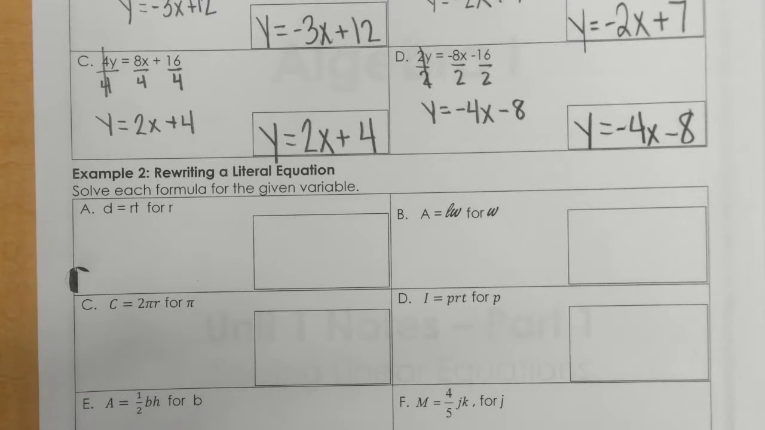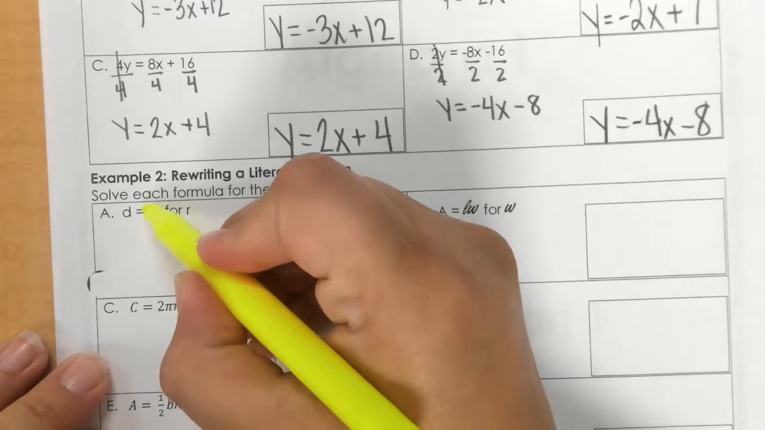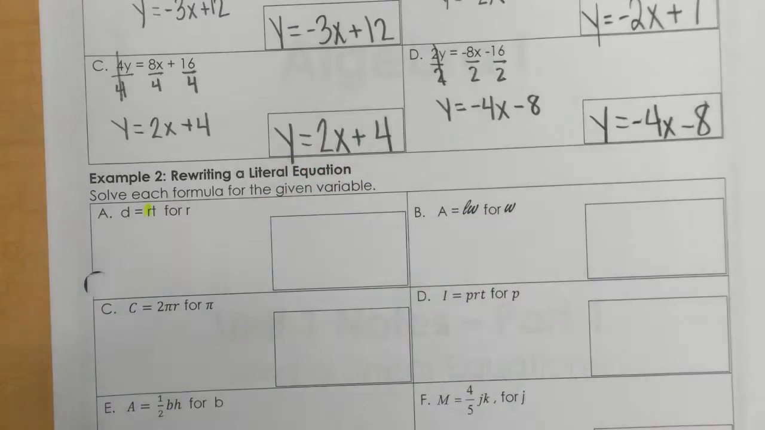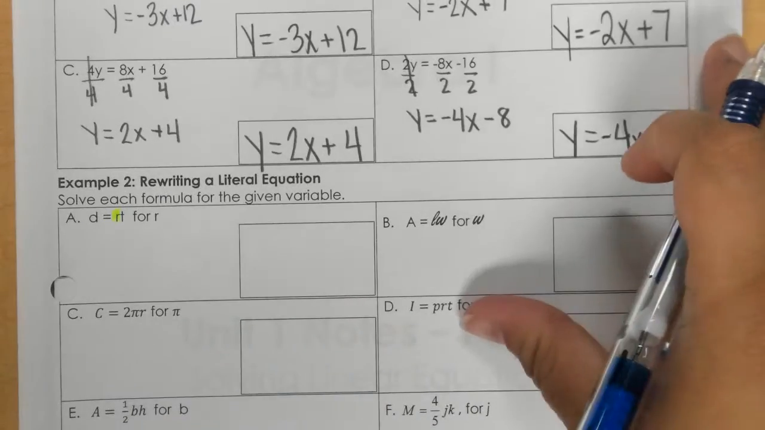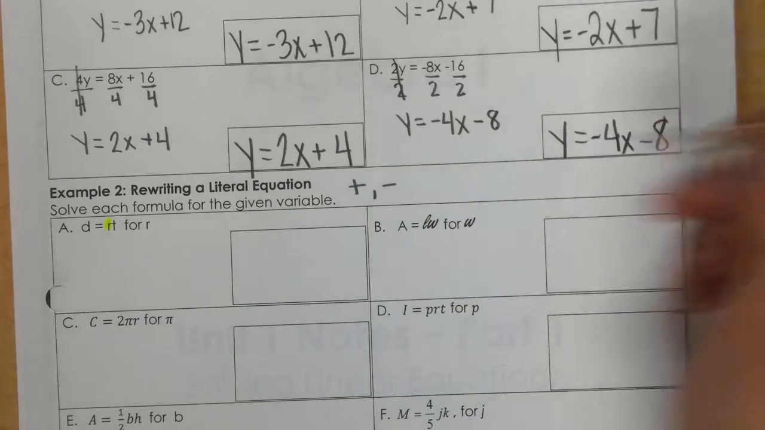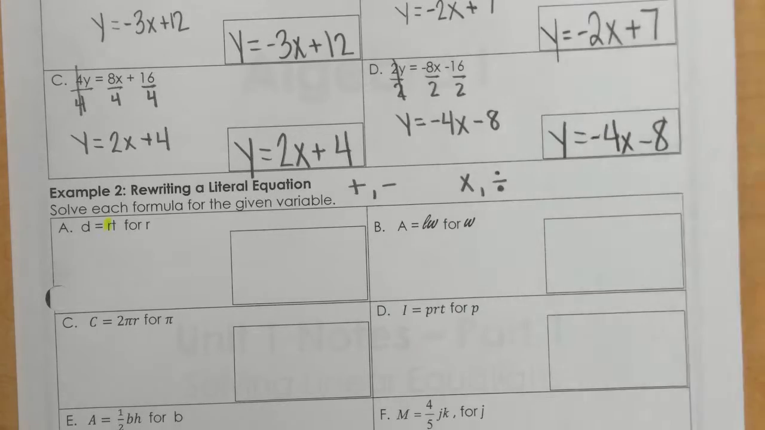For example 2, we're rewriting our literal equations to solve each formula for the given variable. So in letter A, it says that we want r by itself. Okay, so if we look here, we have r times t. The big idea, remember, is that if you are adding something, then the opposite would be subtracting it. If you are multiplying, then the opposite would be dividing.